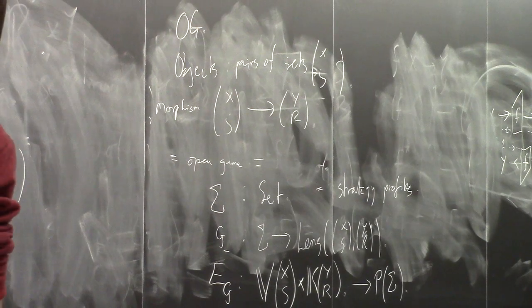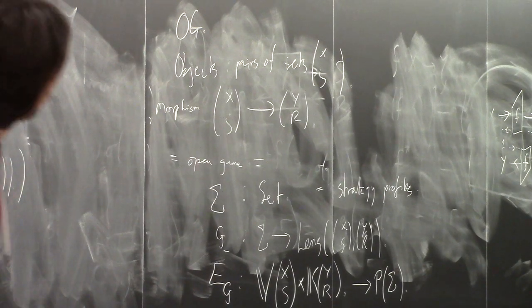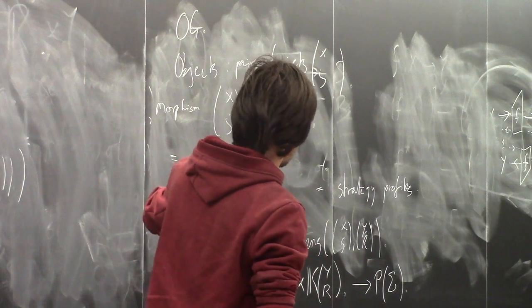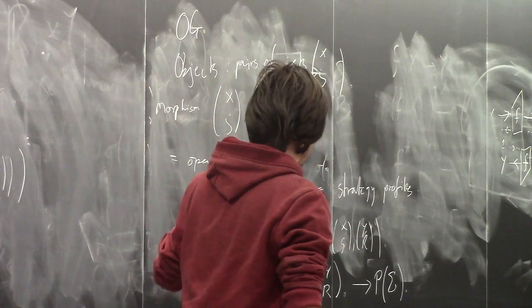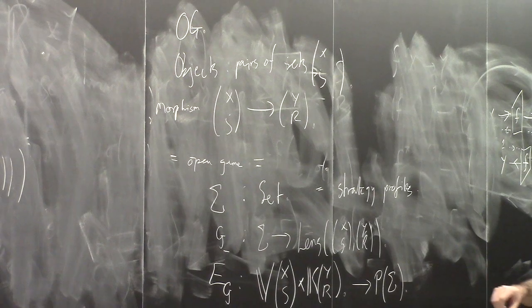Well, the first example is any lens can be turned into an open game by choosing sigma equals 1. So if we pick our favorite lens from XS to YR, we have sigma be a one element set. This picks out our favourite lens, and this thing, no matter what we give, it's just going to pick out the full subset. It's always going to say the element of one is in the subset. I could also pick false if I wanted. You could, but that turns out not to be very useful. Okay. If you ever use that, it kills all your Nash equilibria forever.